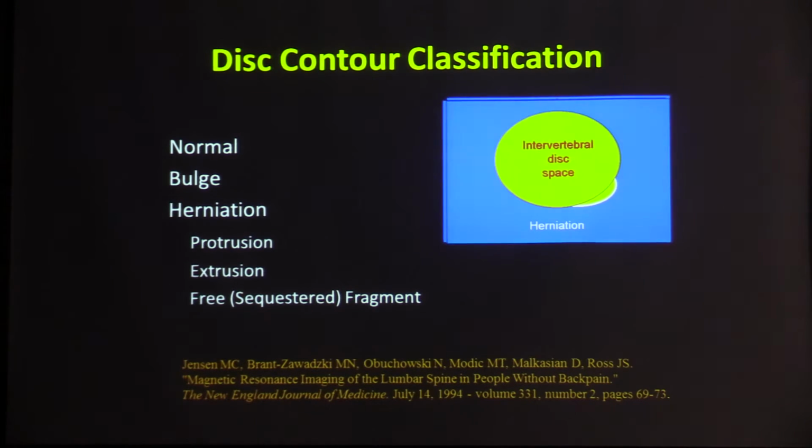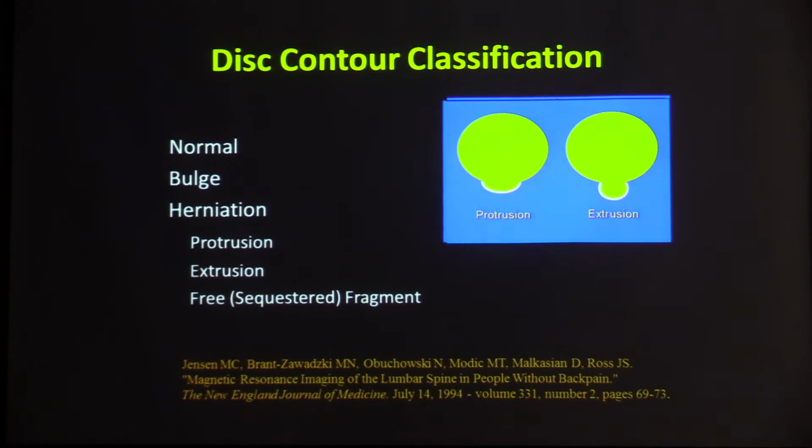You can have one that has a broad neck with a small amount of material protruding into the canal, known as a protrusion. Or you can have one that has a smaller neck with more of the disc material displaced into the canal. That's an extrusion. Whether it's based on the AP dimension or the craniocaudal dimension, an extrusion has more material displaced into the canal. Pathologically, the outer annulus is disrupted. Now, we cannot always appreciate that on imaging. And if it loses its connection, this is known as a free or sequestered fragment.